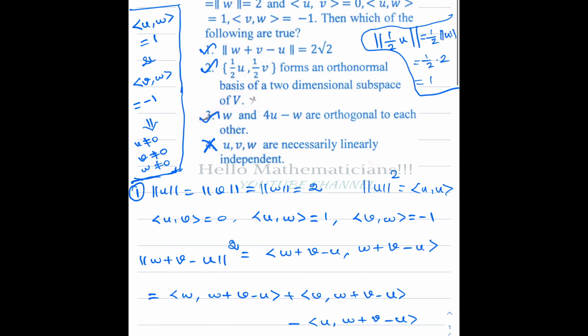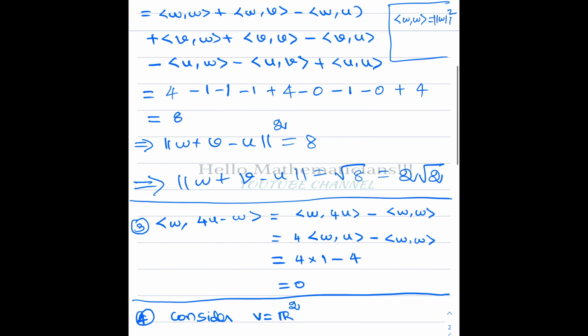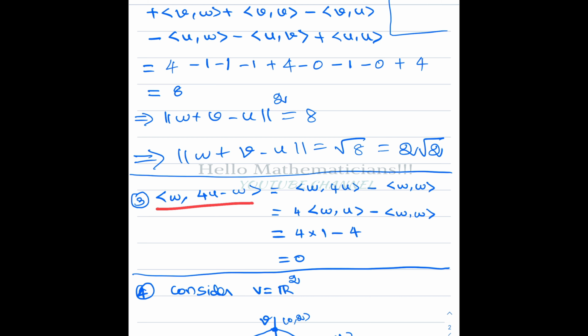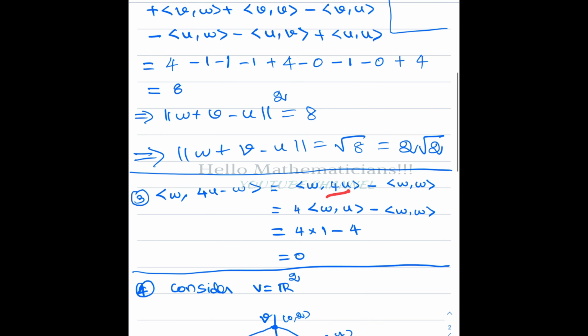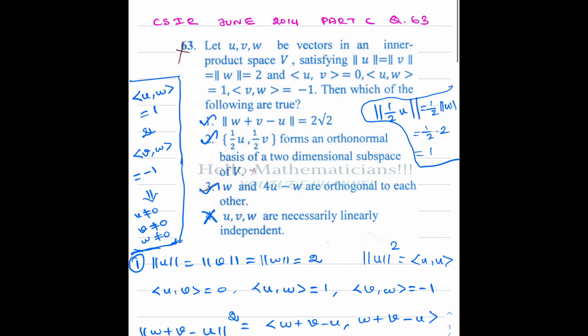Now we come to the third option. We want to prove W and 4U minus W are orthogonal to each other. What we have to prove is that the inner product of W and 4U minus W is equal to 0. That is again a very simple calculation. The inner product of W and 4U minus W equals the inner product of W and 4U minus the inner product of W and W. Now we can take the 4 outside and we get 4 times the inner product of W and U minus the inner product of W and W. Now in the problem it is given that the inner product of W and U equals 1. So we get 4 minus 4, which is 0. Therefore option 3 is also correct.